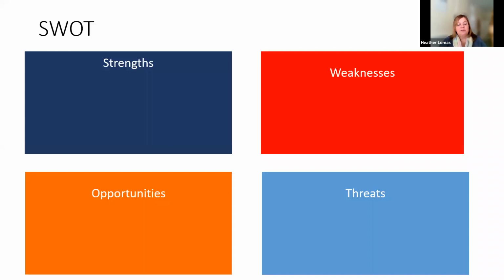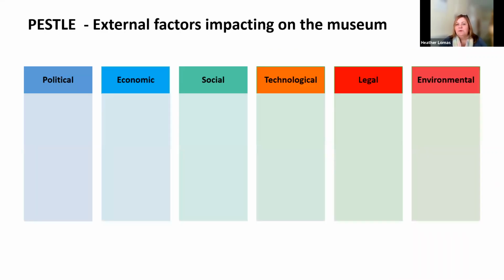So the SWOT would look at your strengths, weaknesses, opportunities and threats. And I'm sure lots of you have done that before. And then the PESTLE would look at these 6 areas. So the political, economic, social, technological, legal and environmental factors which are impacting on the museum. It's a very useful tool to use, actually, because it really does make you think about where the museum sits within its wider environment.